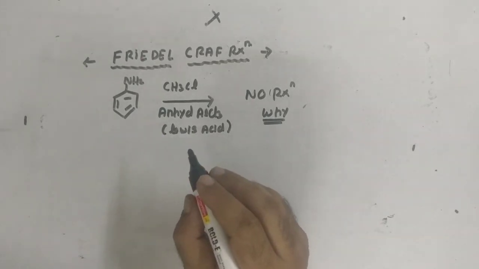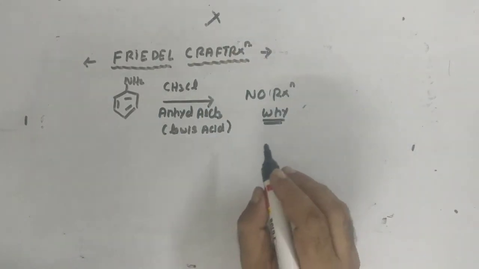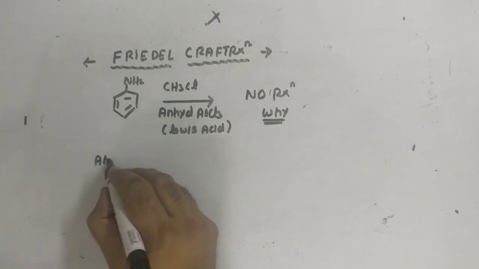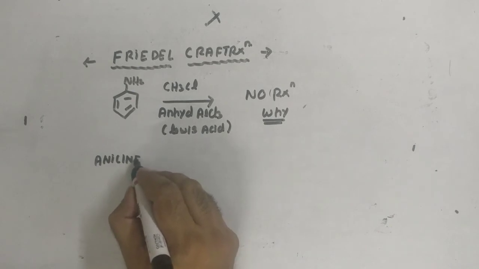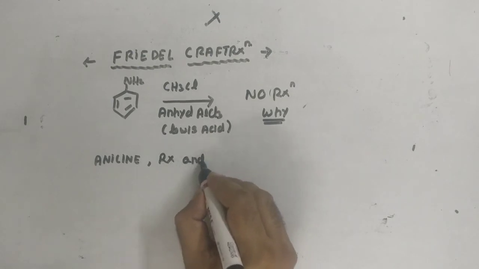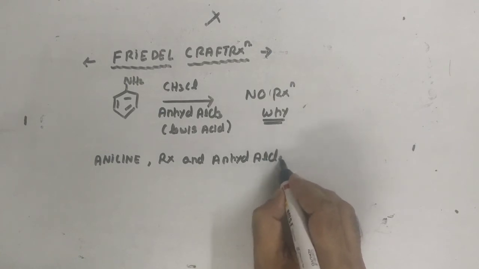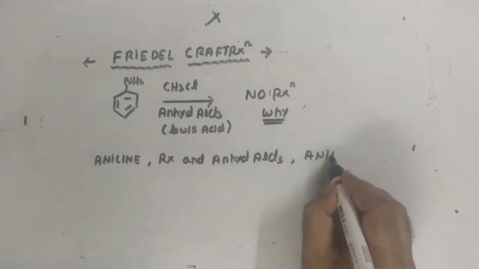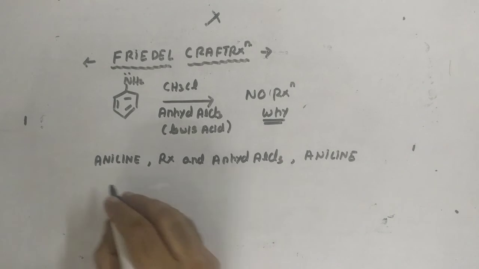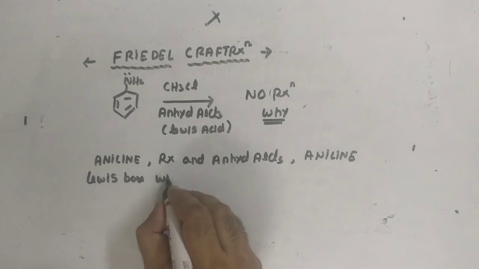So the question we are discussing, the last question for the day, is why aniline doesn't undergo Friedel-Crafts reaction. Now the problem is that when we mix aniline, alkyl halide and the catalyst anhydrous AlCl3 to do the reaction, what is going to happen? Aniline is a Lewis base. This is the fourth time I'm telling you why aniline is a Lewis base: it has a lone pair of electrons on the nitrogen. So aniline, which is a Lewis base, will form a salt.